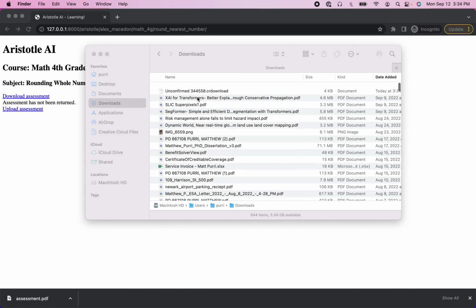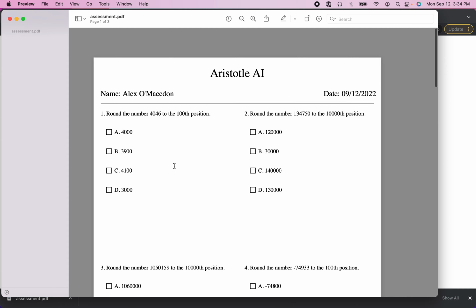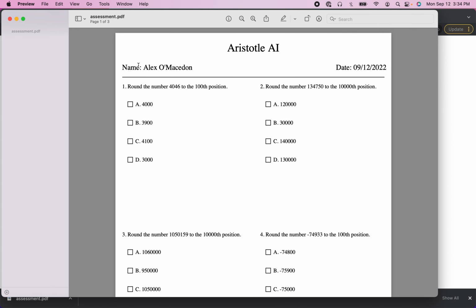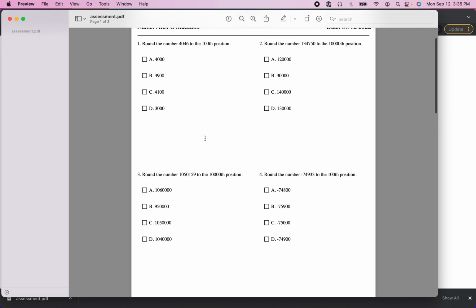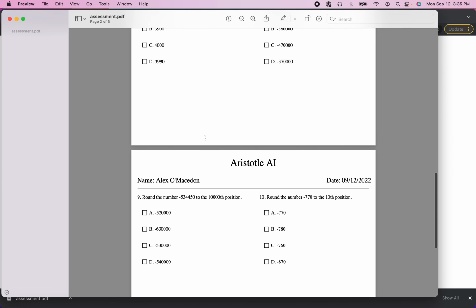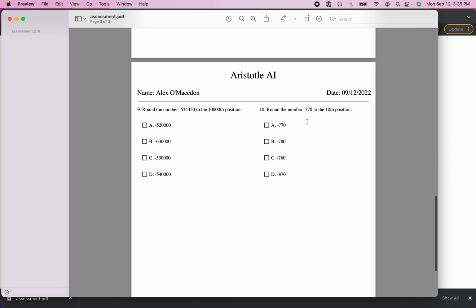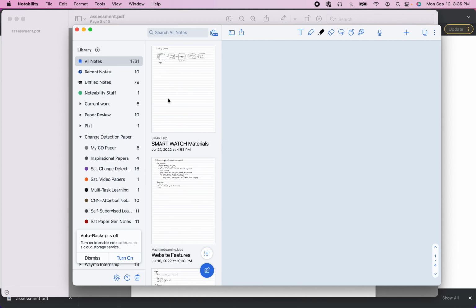Once this is downloaded, we can see that the assessment has his name, the date, and a bunch of problems related to the subject of rounding whole numbers. We have about 10 different problems with both positive and negative numbers listed here. This is generated by our website. And let's try to fill this out like a student would.